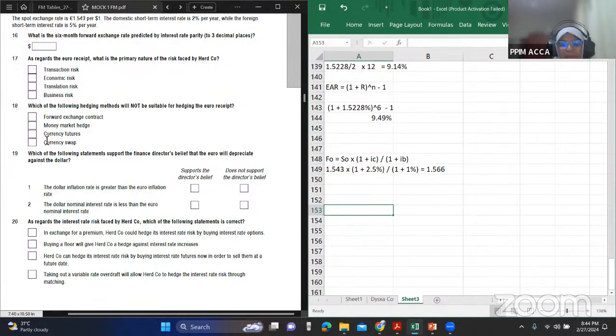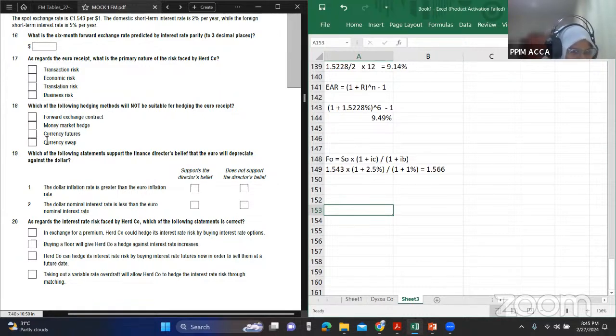So we can fix the maximum interest rate. If the market rate goes more than that, then we will exercise our option. So actually, that is correct. Okay. Buying a floor will give Herd company a hedge against interest rate increases. It doesn't. A floor will only give you a hedge against interest rate decreases, not increases. Herd company can hedge its interest rate risk by buying interest rate futures now in order to sell them at a future date.